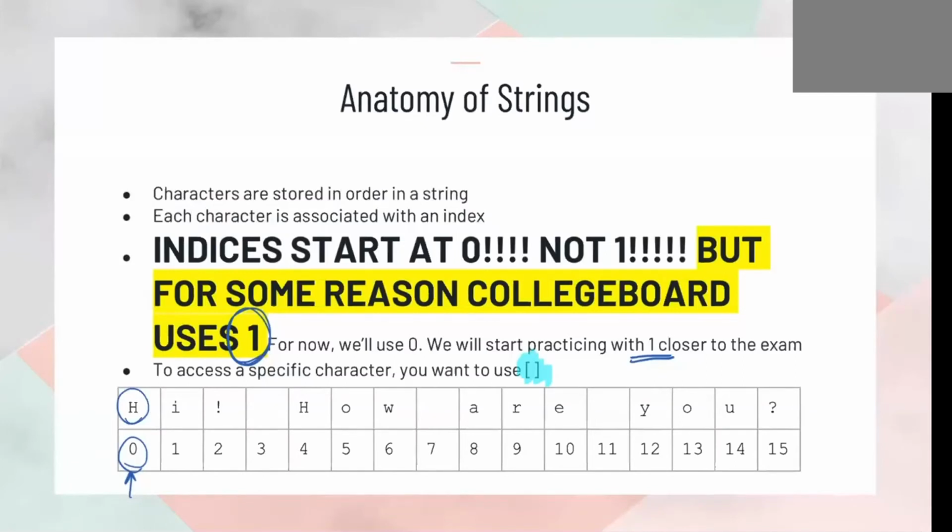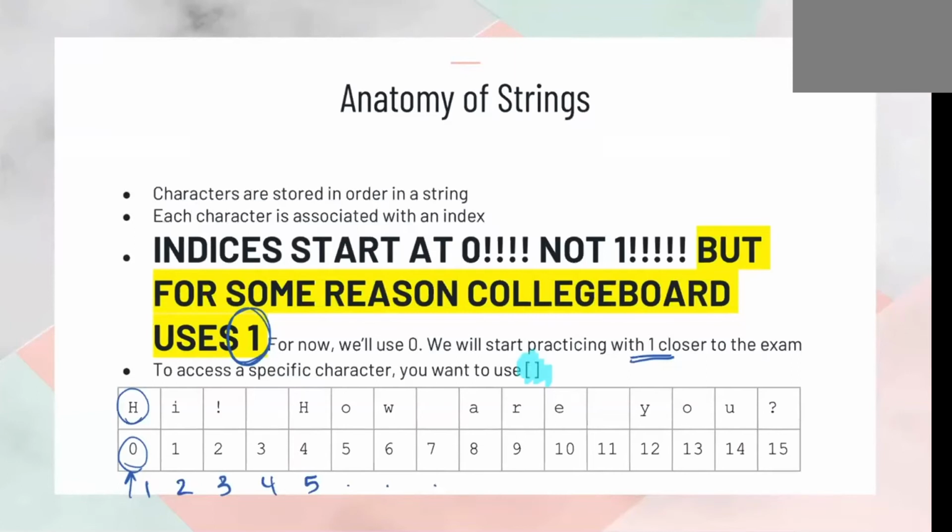I emphasized last week that for some reason, College Board starts off their characters with the index number 1. So this would be 1, 2, 3, 4, 5, and you keep going. But pretty much every other language out there, Python, C++, Java, JavaScript, everything else uses 0. You start at 0, 0, 1, 2, 3, 4, 5.